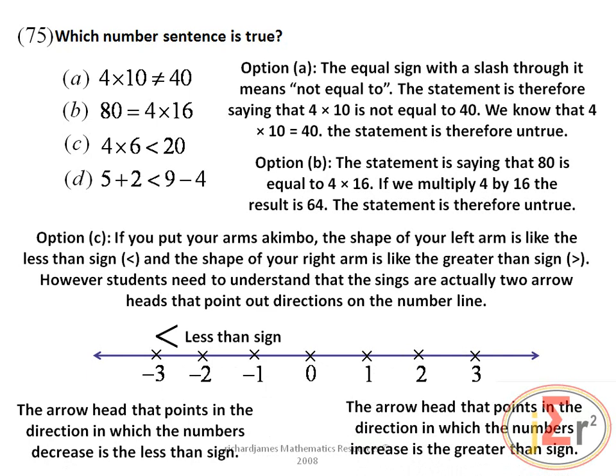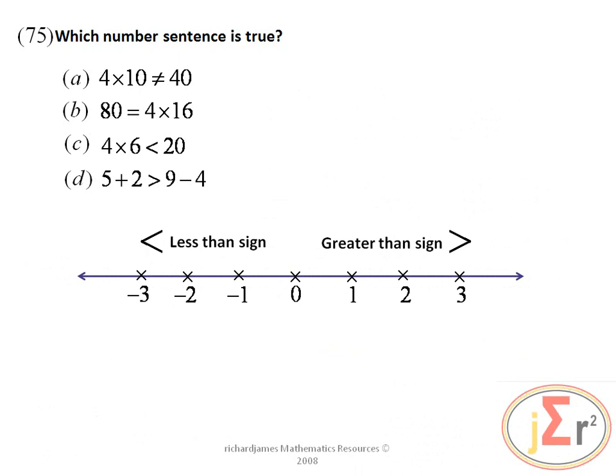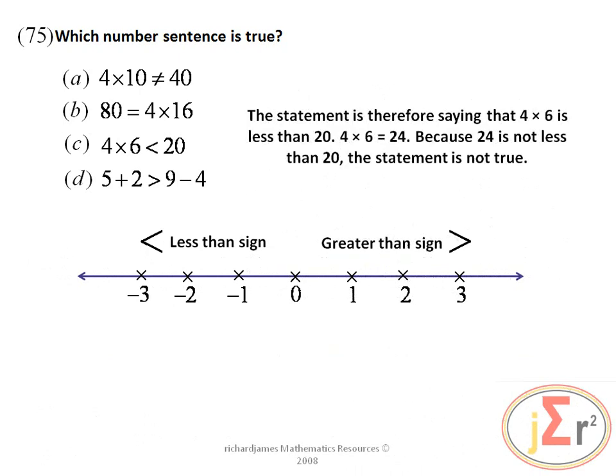The arrowhead that points in the direction in which the numbers increase is the greater than sign. So the signs greater than and less than are related to the number line. So the statement is therefore saying that 4 multiplied by 6 is less than 20. But when we multiply 4 by 6, we get 24. So 24 is not less than 20. The statement is not true.